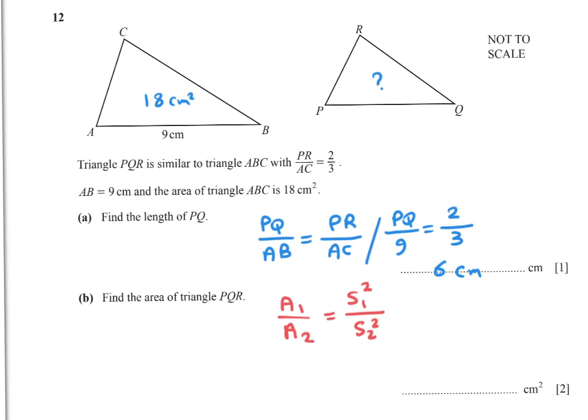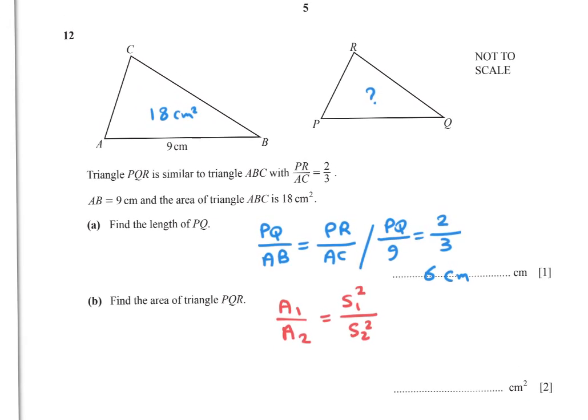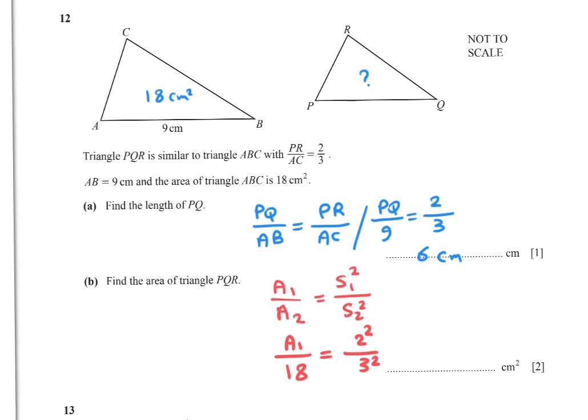Now I'll consider this area 1, the area of triangle BRQ. So area 1 over area 2, which is 18, equals the ratio between the sides, which is 2 and 3, so 2 squared over 3 squared. Now with cross multiply, you can find area 1: 18 times 2 squared divided by 3 squared. So area 1 equals what? 8 centimeters squared.